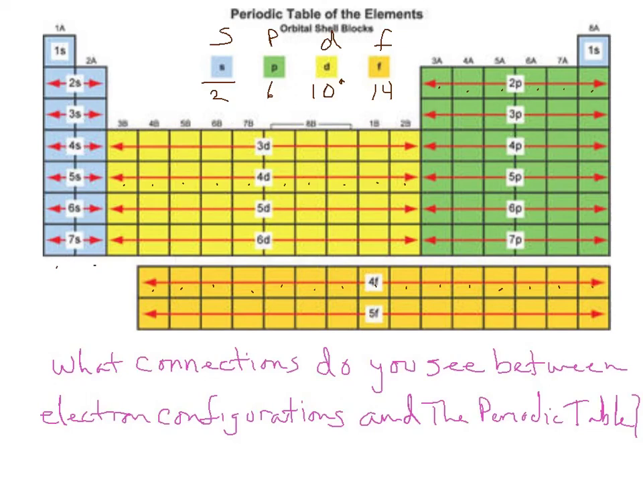Wait a minute. What's going on here? Well, I'm not going to tell you, but if you look at your periodic table, see if you can figure out why these have 15 elements, and is that true for all periodic tables? Look at the ones that you have access to.